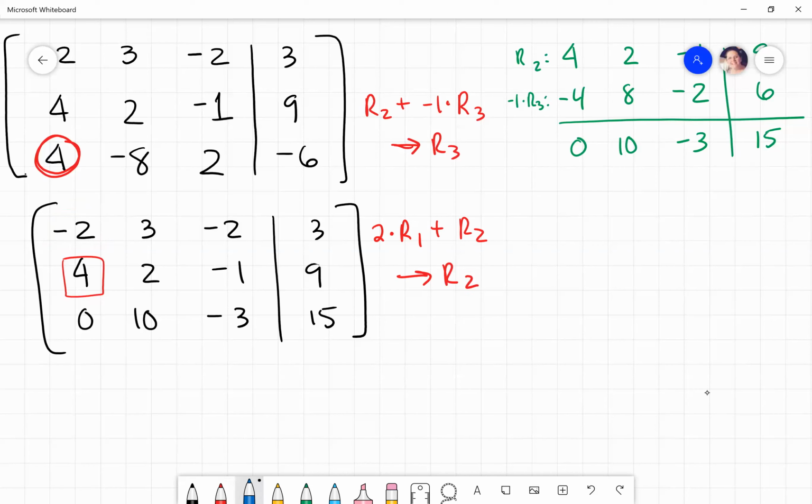Okay, let's do this one in blue. So I write down 2 times row 1. So -2 times 2 is -4. 2 times 3 is 6. 2 times -2 is -4. And 2 times 3 is 6. Oh, that's interesting. I hadn't noticed the pattern there before.